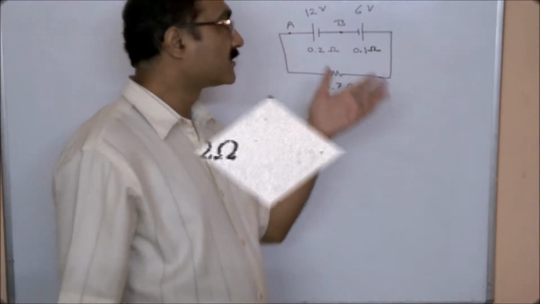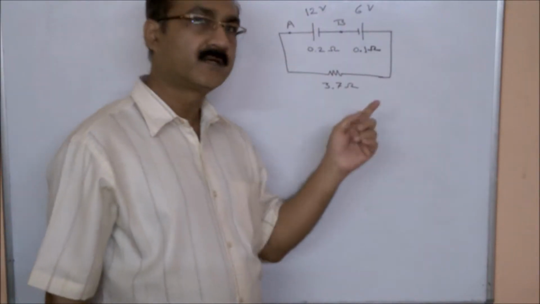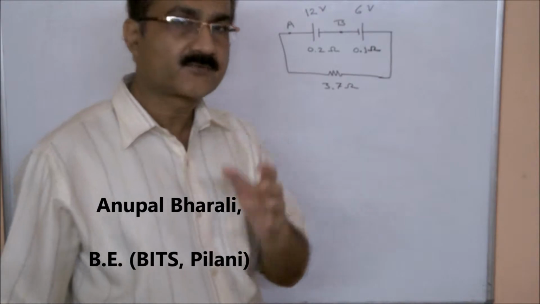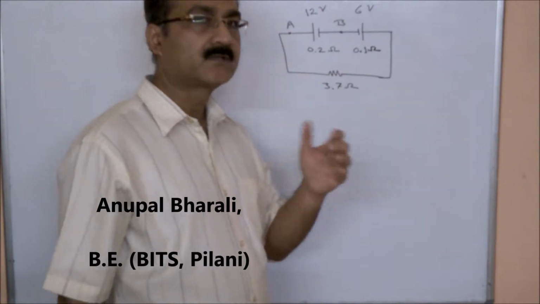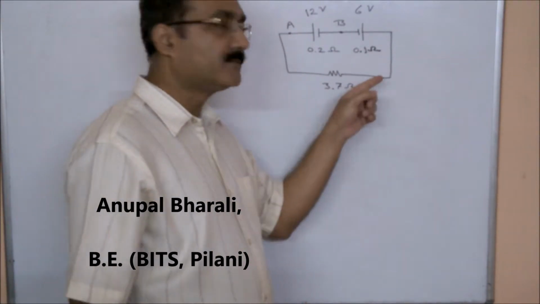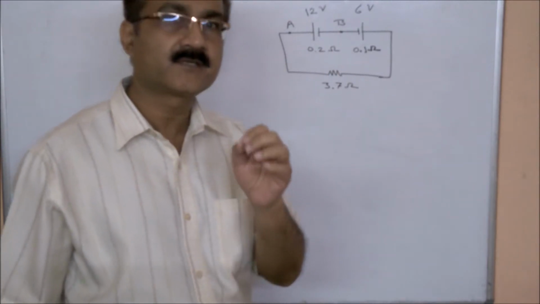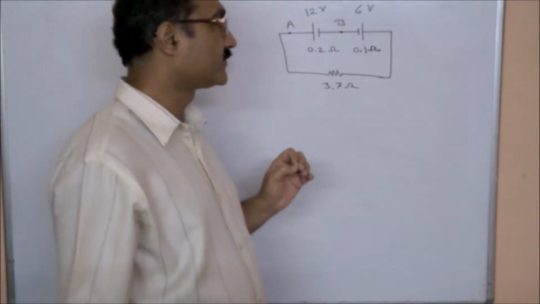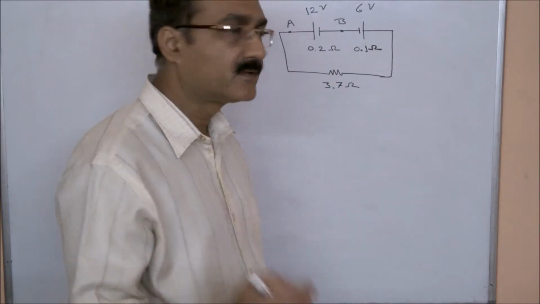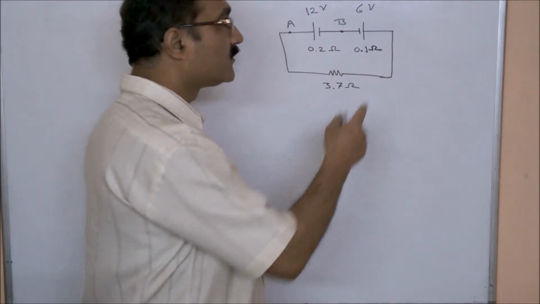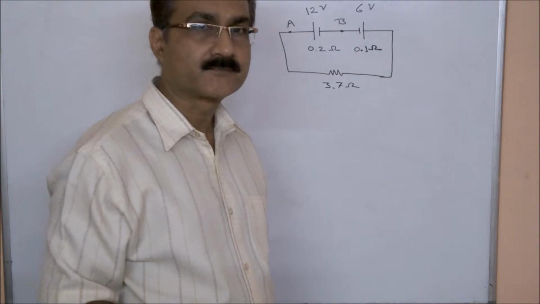So when you see a question like this, a circuit like this, you must realize that we have to use Kirchhoff's loop law in this problem. That is the first thing you should realize. Next, you try to determine, if possible, in which direction the current flows.